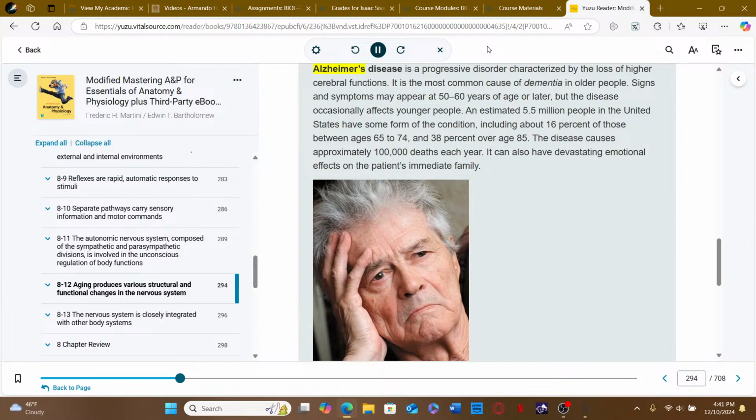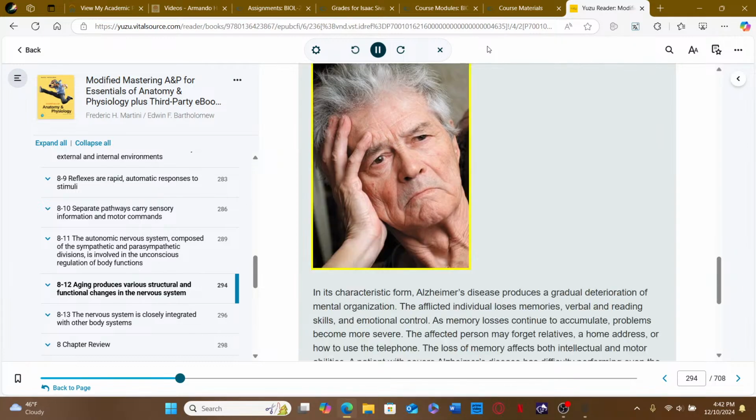Clinical note: Alzheimer's disease. Alzheimer's disease is a progressive disorder characterized by the loss of higher cerebral functions. It is the most common cause of dementia in older people. Signs and symptoms may appear at 50 to 60 years of age or later, but the disease occasionally affects younger people. An estimated 5.5 million people in the United States have some form of the condition, including about 16% of those between ages 65 to 74, and 38% over age 85. The disease causes approximately 100,000 deaths each year. It can also have devastating emotional effects on the patient's immediate family.